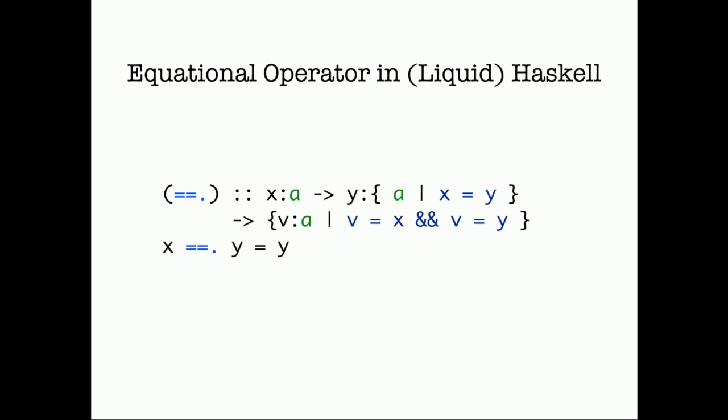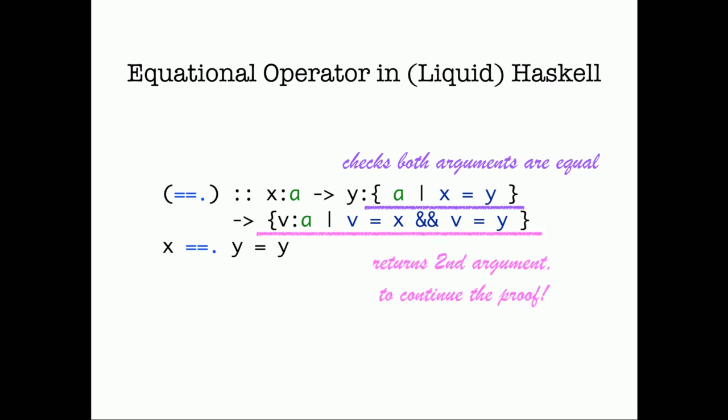But its type is interesting. I'm using refinement types to say that equal dot takes a value a that I name x. And then the second argument takes a y. And also I have this proof obligation to prove that x is equal to y. And if I prove that, then equal dot returns a value v that is of a. And also it returns a proof in the refinement logic that whatever I return is equal to both x and y, so that I can continue using this equational reasoning to continue my proof.